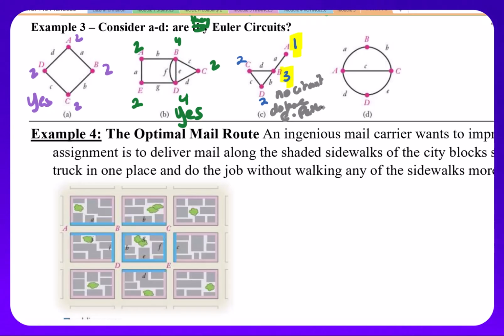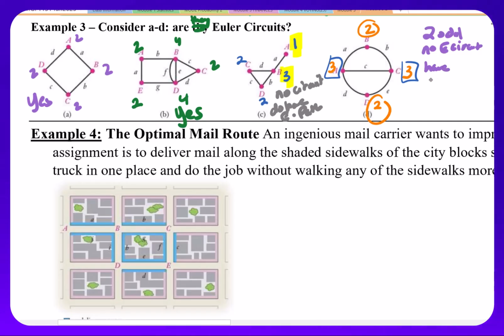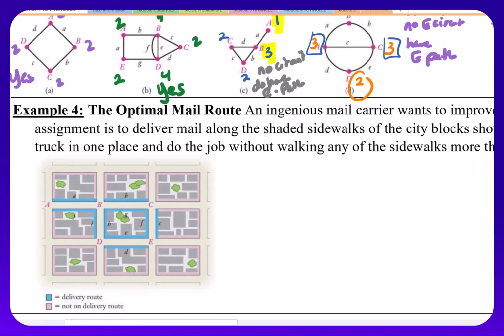Going to my next drawing, my last one for this, B has degree of 2, A has degree of 3, C has degree of 3, and D has degree of 2. So again, if I look at these, I have 2 odd. So 2 odd means no Euler circuit, but we will have an Euler path. So that's the first part of this piece.